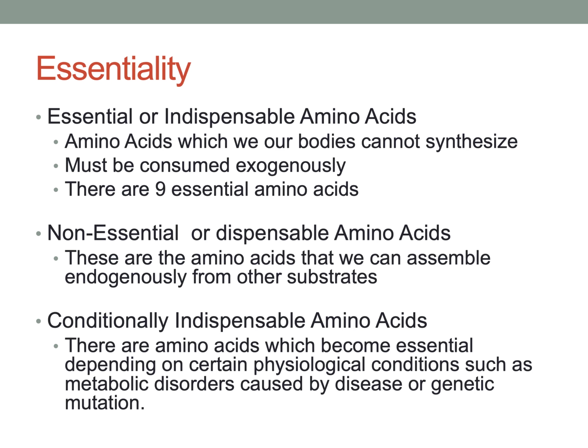An essential amino acid is any amino acid which our bodies cannot synthesize. So we can't make them ourselves endogenously, and so we have to consume them exogenously from our food. There are 9 essential amino acids that we cannot make endogenously, and we're going to look at that in a second. A non-essential or dispensable amino acid is any amino acid that we can assemble endogenously from other substrates.